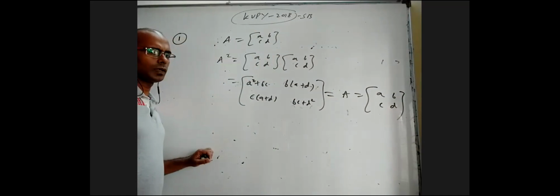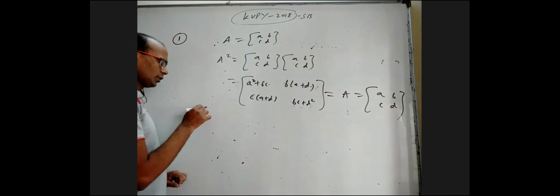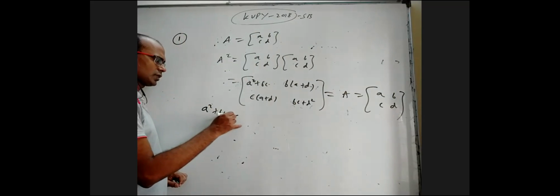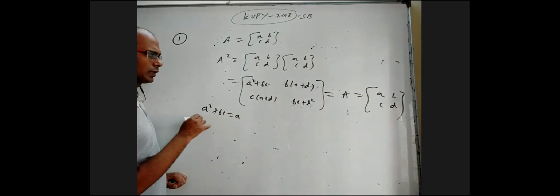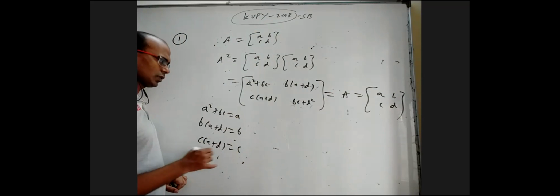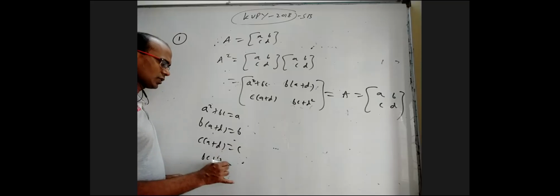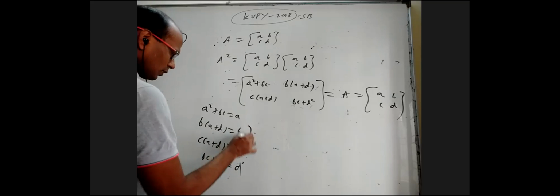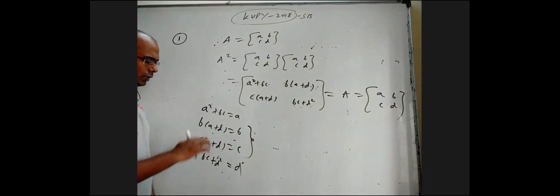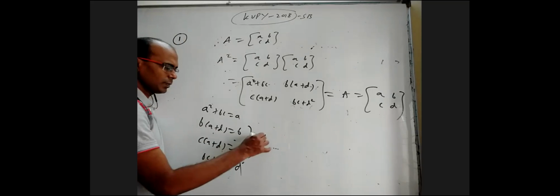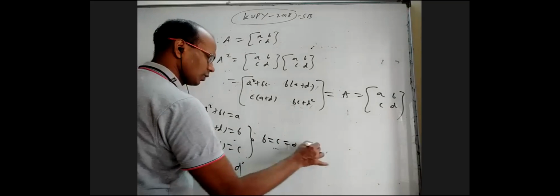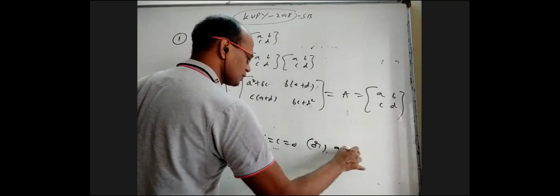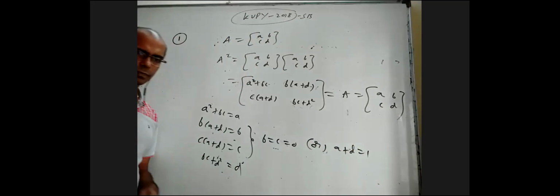Okay. Now when you equate, you will get A square plus BC equal to A, B times A plus D equal to B, C times A plus D equal to C, and BC plus D square equal to D. From these, either you can say B equal to C equal to 0, or you can say A plus D equal to 1. One of them must be.